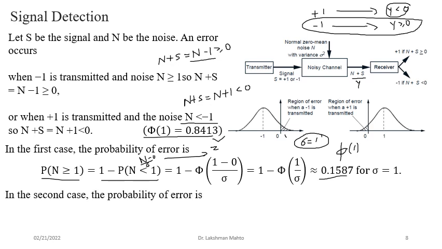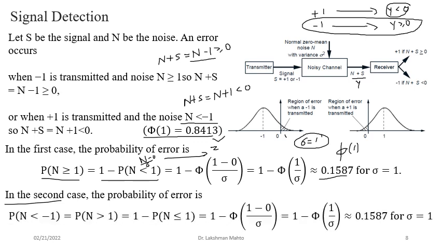In the second situation, when plus 1 is transmitted, the error occurs when the noisy signal is less than 0. So what is the probability of error in this case? That means N is less than minus 1. The probability that N is less than minus 1, simplifying all this, again comes to 1 minus phi of 1 by sigma. If you take sigma equal to 1, you get the same scenario. So both amounts of error are the same, numerically the same.